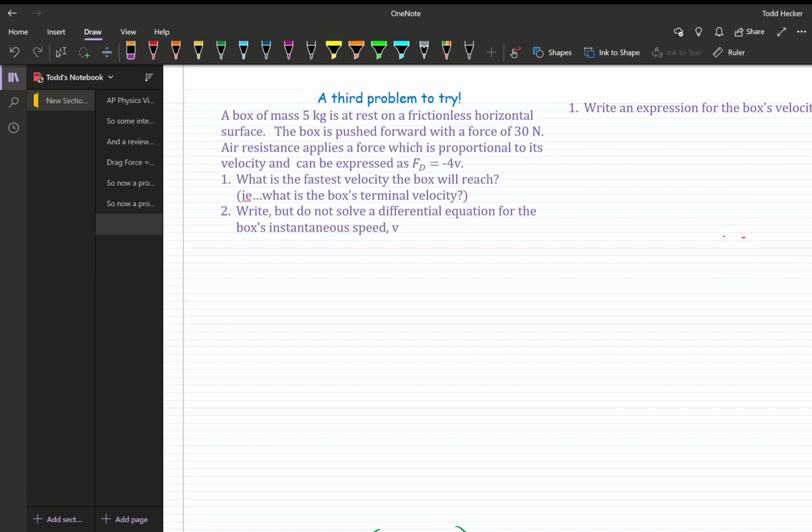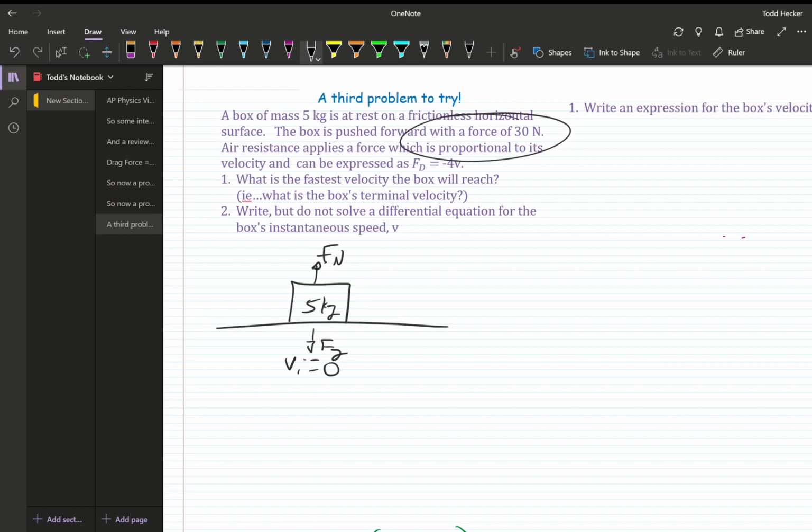Okay, so here we go. I don't know why that doesn't want to erase. So, almost the same setup. This time though, our box is going to start at rest. We've got a box with a mass of 5 kilograms. Let's draw this. Here's our box, 5 kilograms, with an initial velocity of 0. We're going to have gravity and normal force that we're not going to care about because they cancel out in this problem. The box is pushed forwards with a force of 30 newtons, so let's assume that's a force from Roy. Then as it speeds up, air resistance is going to push it back. So here is our drag force, and there's our free body diagram.